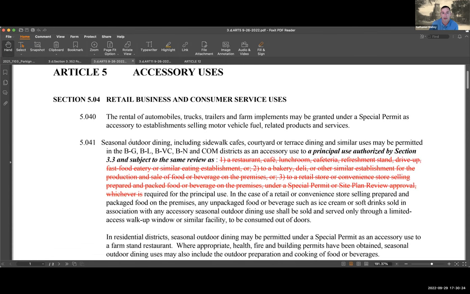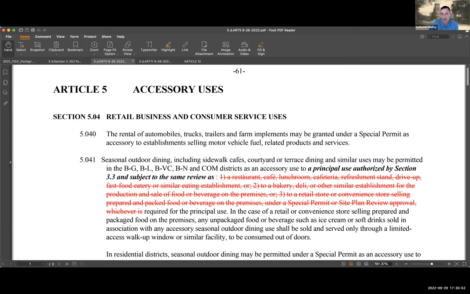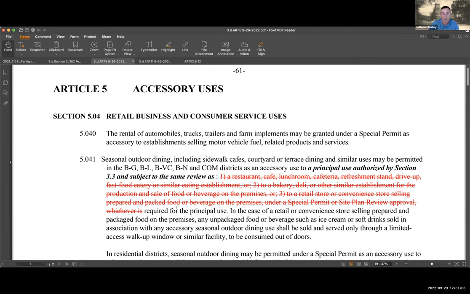Right now we have that outdoor dining is allowed as an accessory use to a restaurant, cafe, lunchroom, cafeteria, refreshment stand, drive-through, fast food eatery, or a bakery, deli, other similar establishment for the production and sale of food or beverages, or to a retail store or convenience store selling prepared or packed food or beverages under a special permit or site plan review, whichever is required for the principal use. And now that we're proposing to redefine restaurant, staff was saying, well, can we just say a principal use authorized by Section 3 and subject to the same review as required for the principal use?